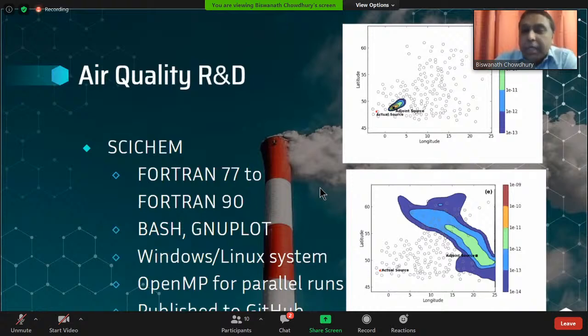Fortran 90 has some object-oriented programming concepts and features in it, and that's what we were using for the model. Again, I was still using Bash and GNU plot, and these air quality models are regional models. So this is only for small areas that we were doing. We ran these models on Windows systems or Linux systems, and they were just using high-end desktops or simple workstations. But we had some workstations with maybe multiple CPUs.